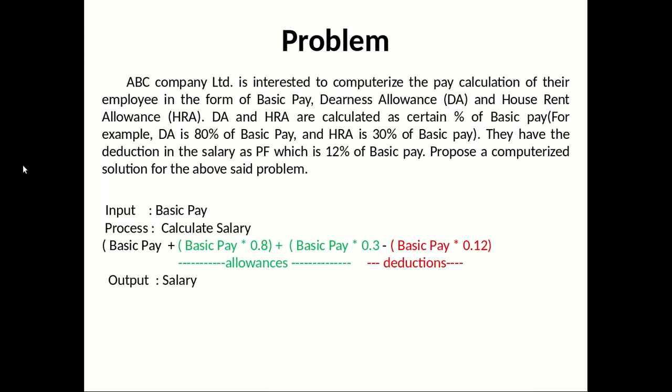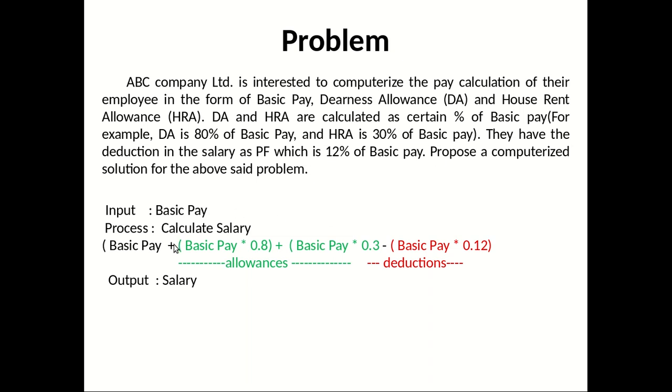Okay, next is the salary calculation. Here is an example. The salary is already given. The net salary is computed from the basic, plus the additional DA and HRA. DA is 80% of the basic, HRA is 30% of the basic. And we have a standard deduction for provident fund, that is 12% of the basic pay.